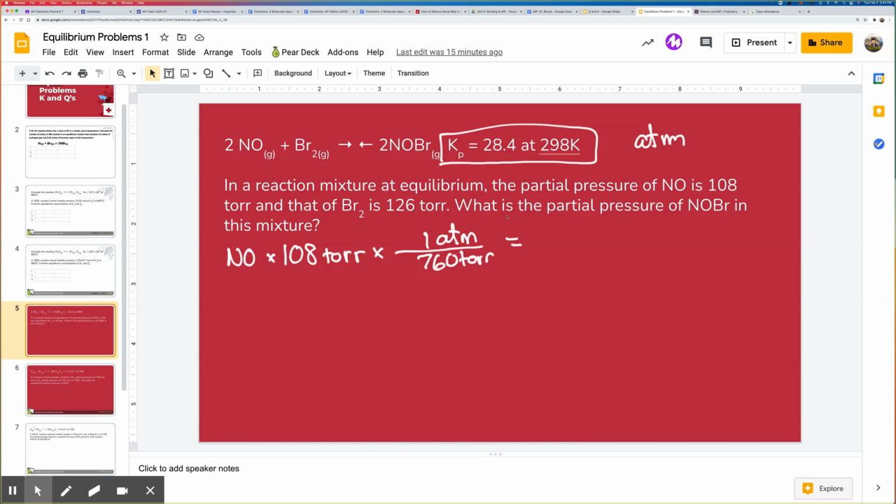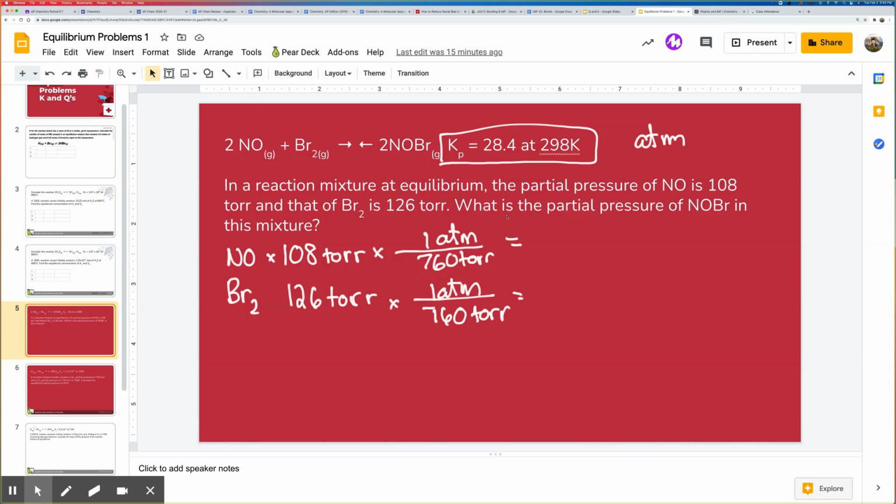You're going to do the same thing with the BR2. So the BR2 is going to be done the exact same way. You take the 126 TOR, and then you're going to change that into ATM as well. So this is, again, 760 TOR.